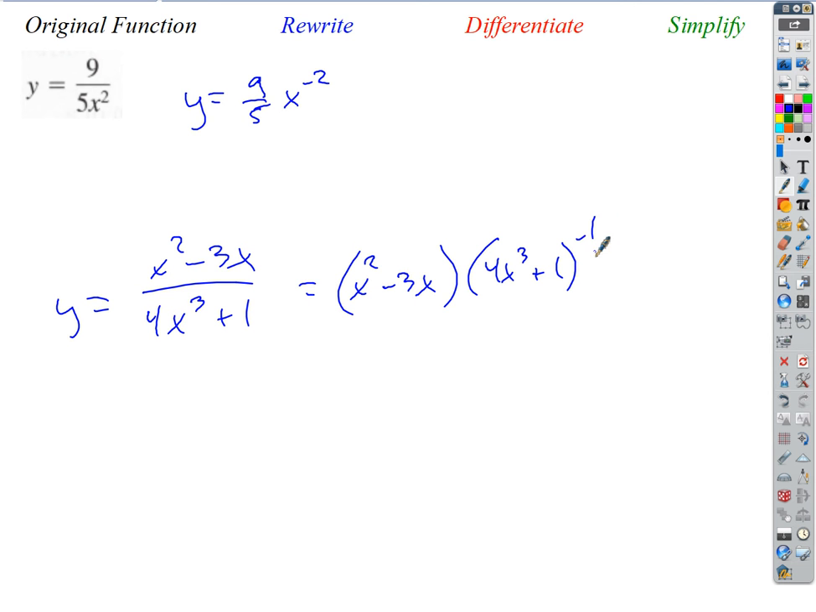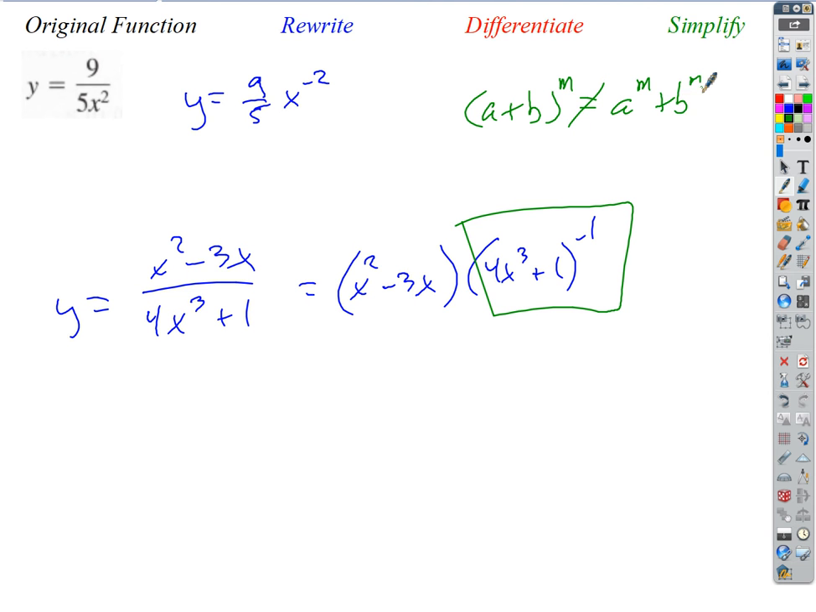That's great, but how do you deal with the derivative of that? You can't, you don't know how. You will shortly, it's called the chain rule, but you don't know it yet. You can't take the derivative of that part yet. Distribute the negative 1? You can't, because a plus b to the m is not equal to a to the m plus b to the m. That's only for products, okay? So you can't do it.